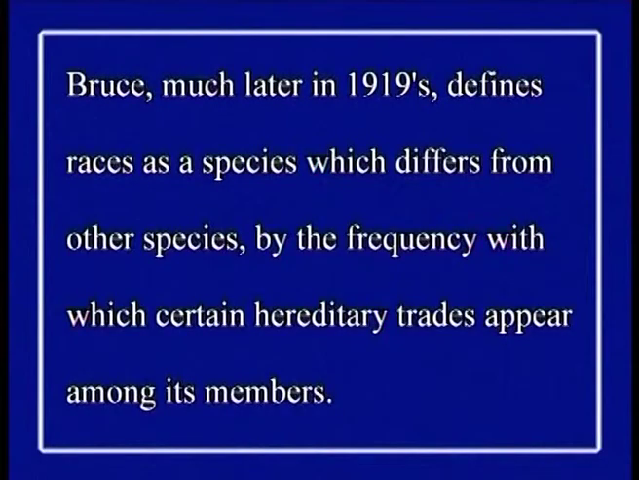Bruce, much later in 1990, defines a race as a division of a species which differs from other divisions by the frequency with which certain hereditary traits appear among its members.